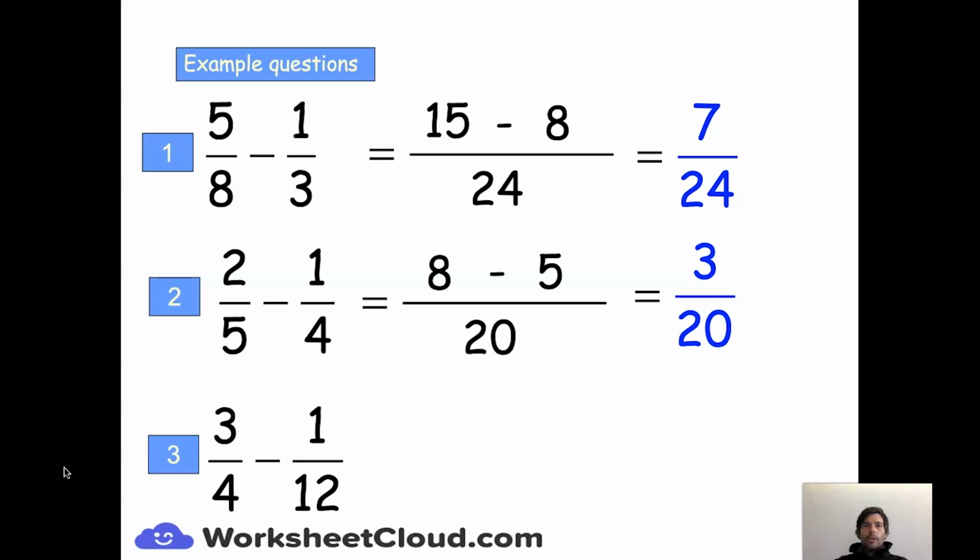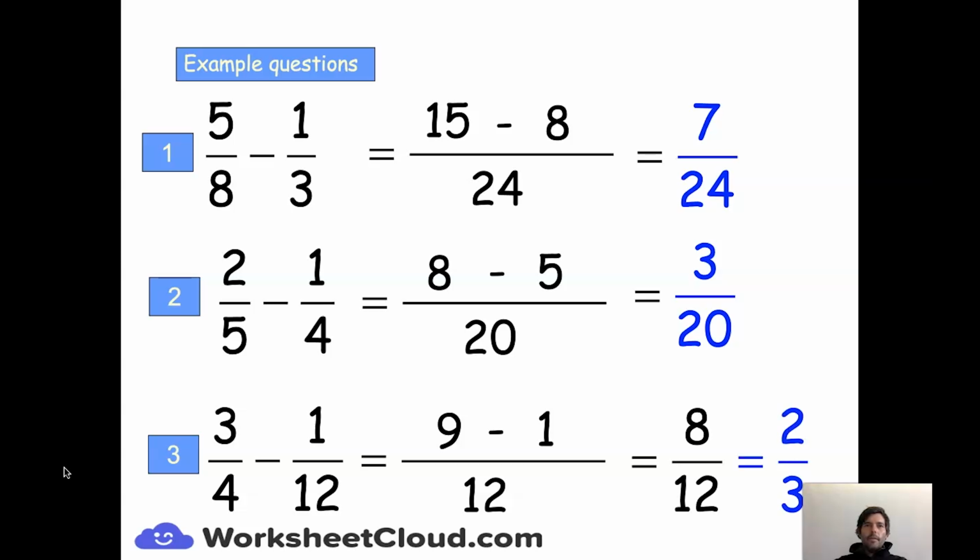Your last question, 3/4 minus 1/12. Okay, so here only one fraction needs to be changed because one denominator, 4, can turn into another denominator, 12. All right, so my lowest common multiple is 12. I need to multiply 3/4 by 3 to get 9/12. I keep the 1/12, and now it's just 9 minus 1 is 8/12, but 8/12 can be simplified to 2/3. Okay, the highest common factor there is 4.